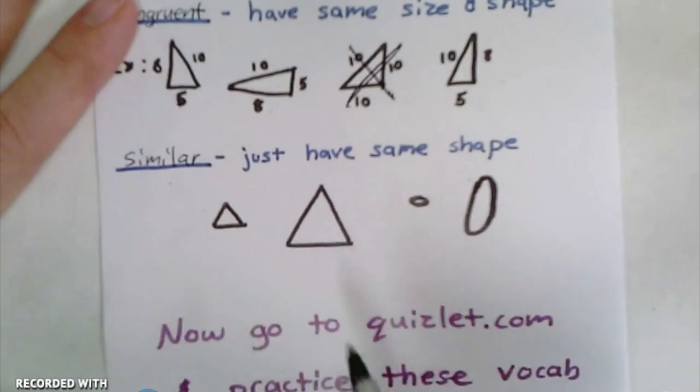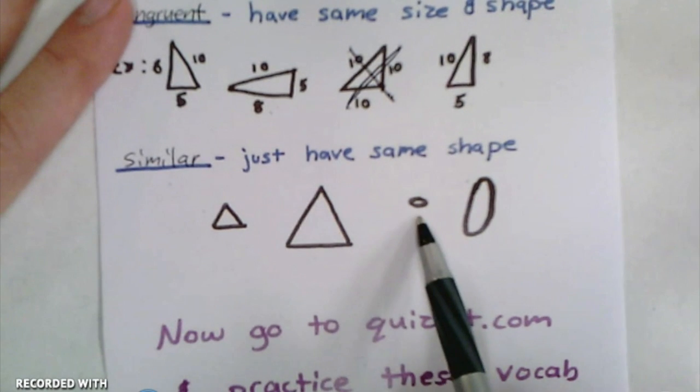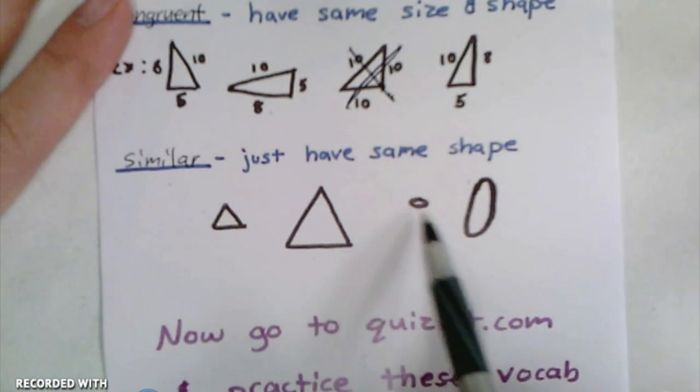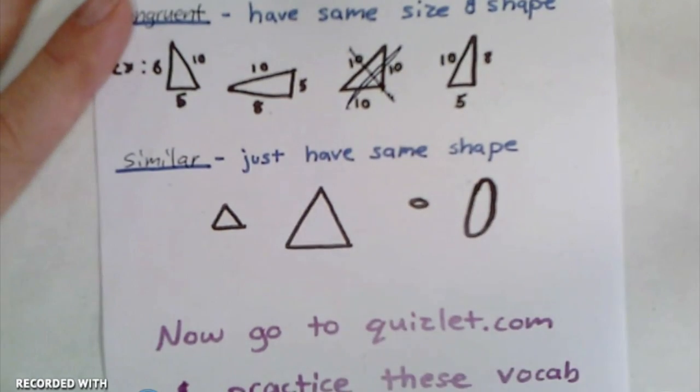Here I have 2 examples of similar figures. We have a little triangle and a big triangle, a little oval, and a big oval. This one changed the way that it was positioned, but it's still the same shaped figure.